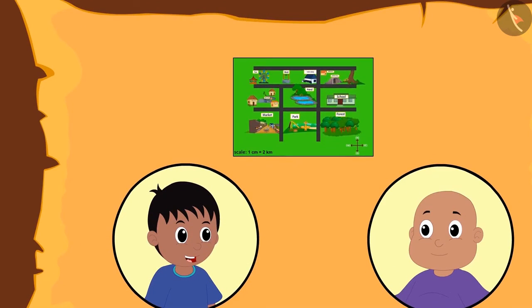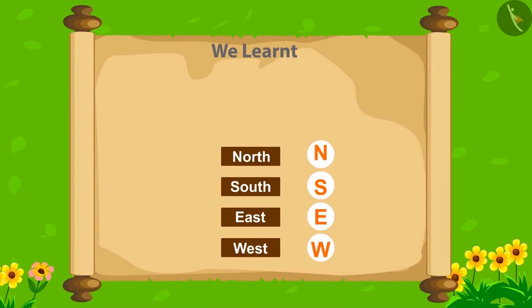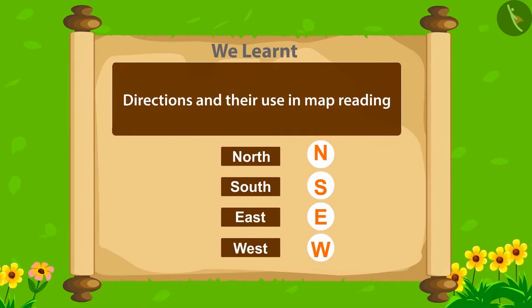Raju and Bablu are playing their interesting game. You too can play it with your friends using the map of Champapur, making questions of your own about directions. So kids, in this video, we learned about directions and the use of the compass.